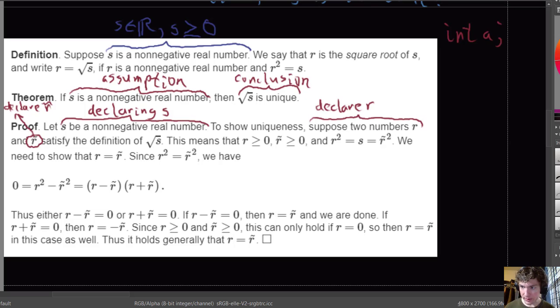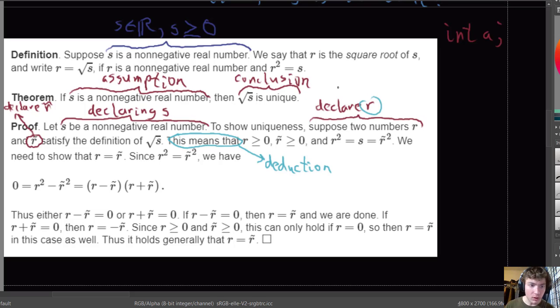Okay, so then what is going on in this next sentence? This means that. Okay, so we know that when you see this means that, this is going to be a deduction. This is something else which must be true given what we've said so far. So this is a deduction, and what are we deducing? We deduce that R is non-negative, R tilde is non-negative, and R squared equals S equals R tilde squared. Okay, so I've said whenever you read a deduction, you should ask why is that true? So why do we know that both of these numbers are non-negative and they square to S?